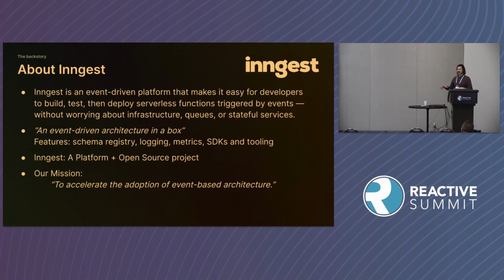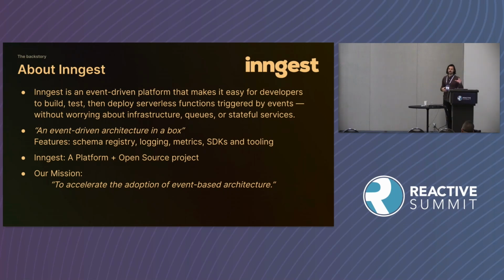Now, we'll start with some backstory. What is Inngest? Inngest is an event-driven platform whose aim is to make it easy for developers to build, test, and deploy serverless functions triggered by events. The goal of the platform is to not have to worry about infrastructure, queues, or stateful services. So one user called it an event-driven architecture in a box, as we provide features that most folks building an event-driven architecture will need, like schema registries, logging, metrics, SDKs, and various tooling.